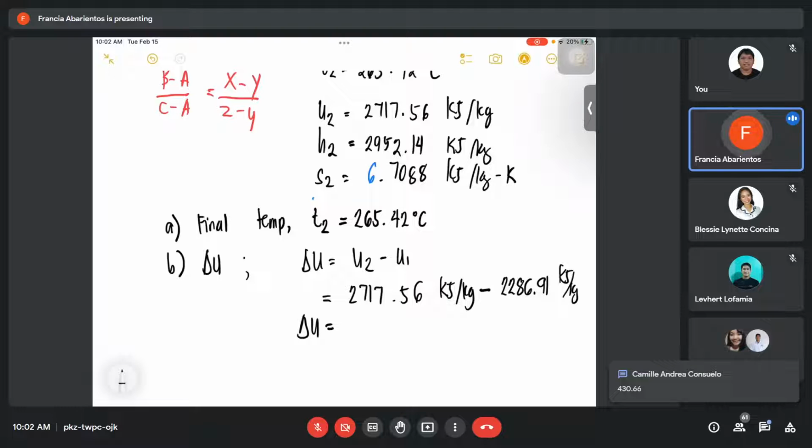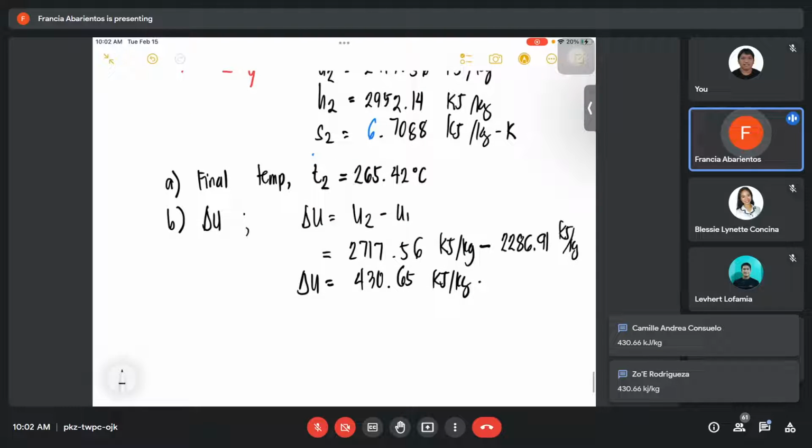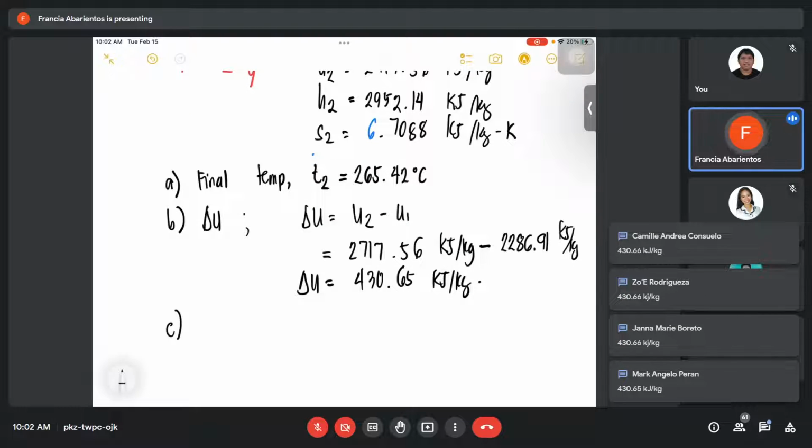Units. Huwag kakalimutan yung units. Units. 27.56 minus 228.6.91. Okay. This is 430.65 kilojoule per kilogram. Yan. Thank you, class. Letter C. What is asked in letter C? The work.